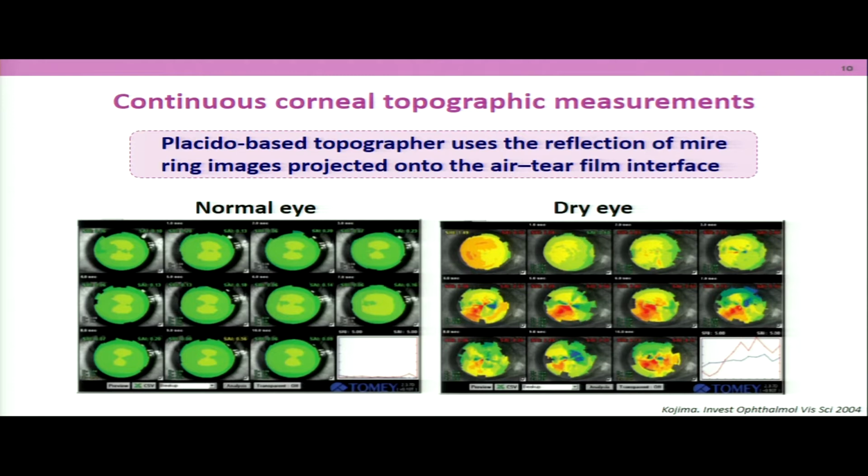Now I'd like to show you continuous corneal topographic measurement. There is a device which can measure topographic corneal maps continuously. The left side shows the sequential topographic maps in a normal eye. You can see almost normal topographic maps. But in dry eye, if we measure the topography every second, you can see changes with time.